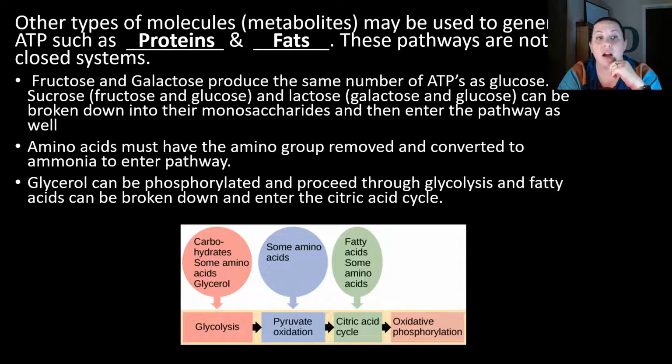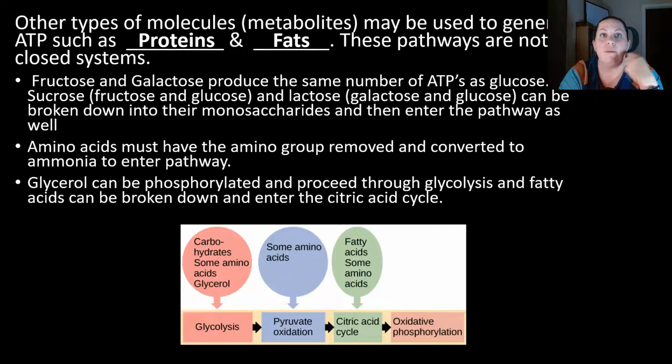And then glycerol can be phosphorylated and processed through glycolysis, as well as fatty acids can be broken down in order to enter the citric acid cycle or the Krebs cycle. So we do see that we can utilize other things, but more steps are required. This is one reason why some diets will have you cut out carbs. If you cut out the carbohydrates and you make your body use proteins and fats, it's going to use more energy to get that energy.